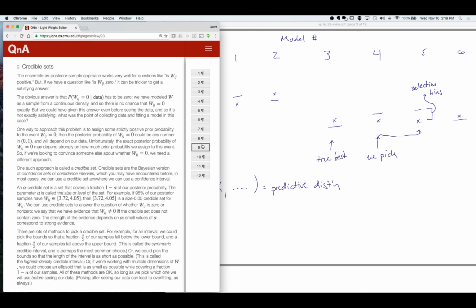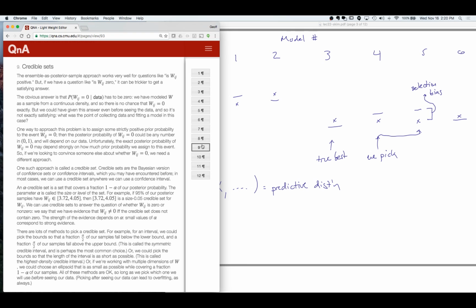The simplest way to change our modeling is to assign a strictly positive prior probability of Wij being 0. Right? And if we do that, then the posterior probability can also be non-zero, and in fact it can be anywhere between 0 and 1. And that might seem to answer our question, except that there's no really impartial way to set the prior probability of Wij equals 0. And in particular, it can very strongly influence what our posterior probability is if we select a different prior probability.